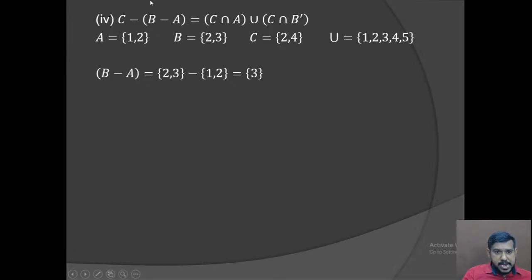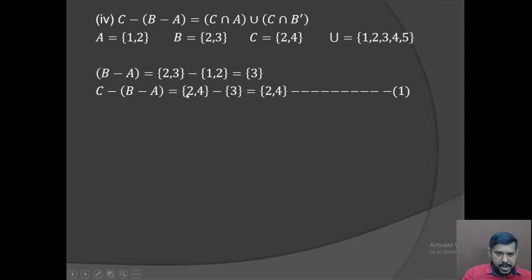Now C minus (B minus A). So C minus (B minus A) means, what is set C? {2, 4}. So the set {2, 4} minus what is B minus A? It is {3}. Here there is no element 3, so we cannot cancel it. So only {2, 4} is the answer. Consider that as equation 1. Now we will go to the left hand side, right hand side.